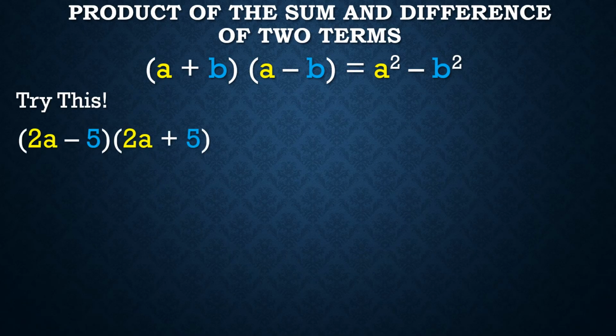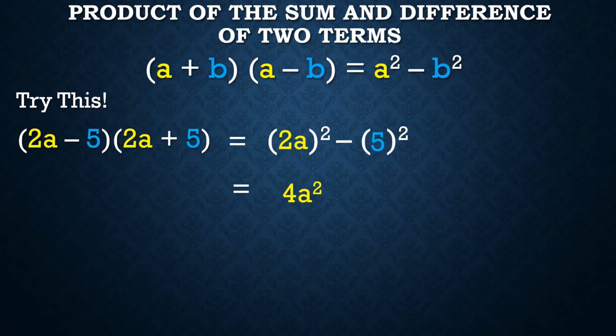Try this on your own. Try to find the product of these two binomials, 2a minus 5 and 2a plus 5. Okay, so in this case, we can still apply the same identity. So, just square the first term and the second term. So, 2a squared is equal to 4a squared. 5 squared is equal to 25. Therefore, the product of these two binomials is equal to 4a squared minus 25.